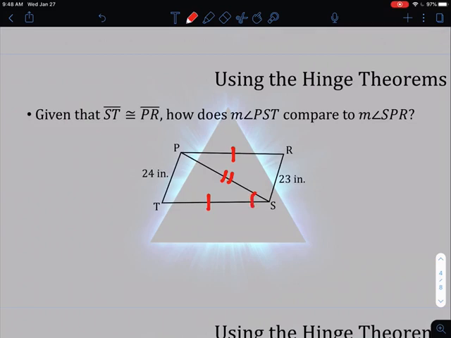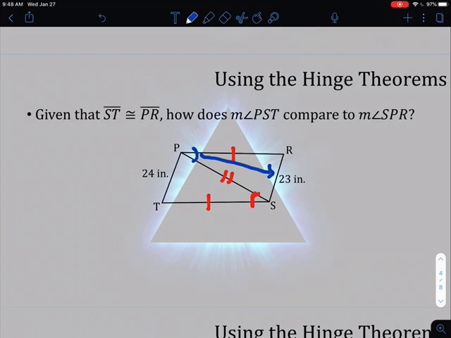What they want to know is how does angle PST, so that's this angle right here, compare to SPR, which is this angle right here. And so I'm going to use a different color so we really can differentiate here. Okay, so we've got PST in red, SPR in blue.